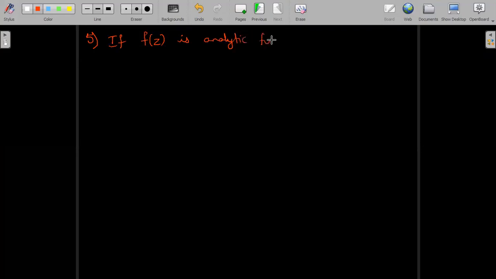Now we'll see the next standard proof, which is the fifth one. If f of z is an analytic function with constant modulus, then show that f of z is constant. F of z is also constant. So this is the question for us.